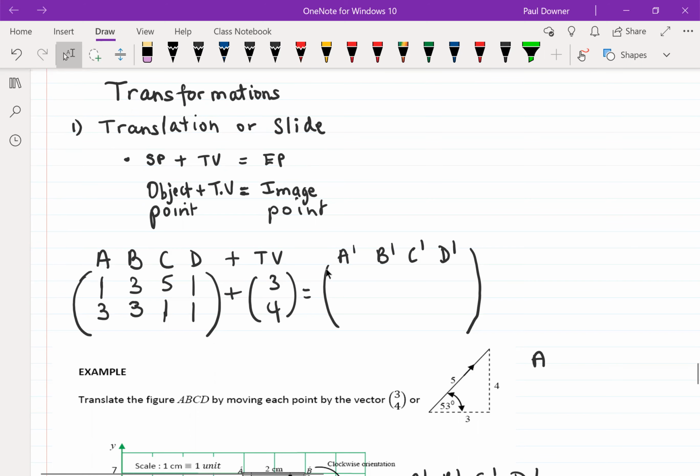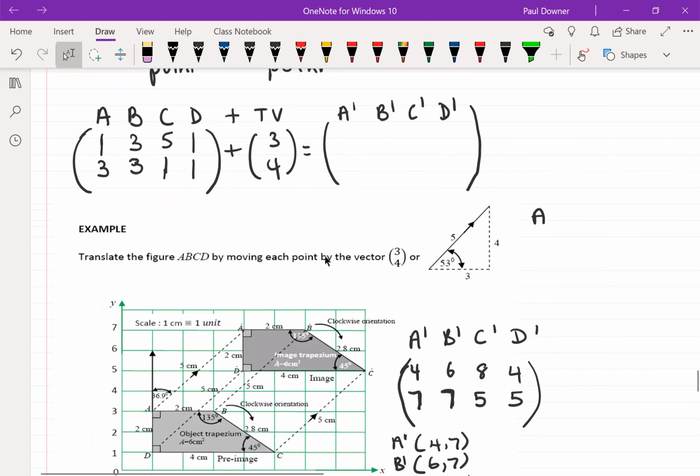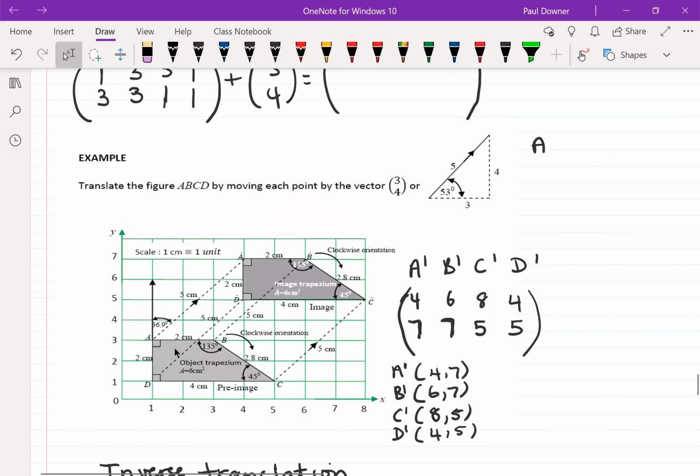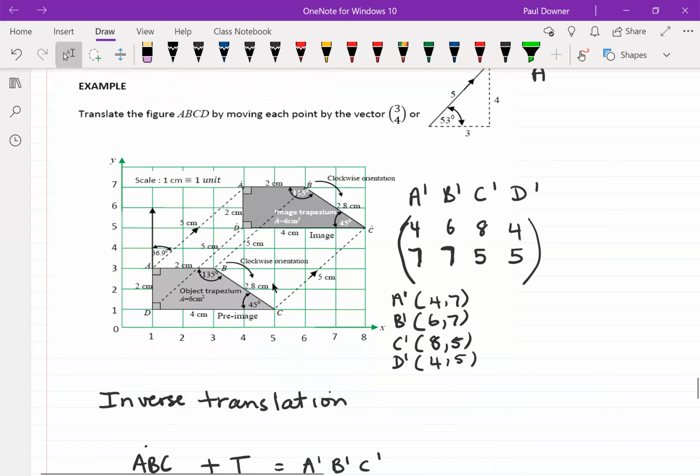Good? So let's say we had to translate the figure ABCD by moving each point by the vector (3, 4). That means we're going to slide each one of these A, B, C, and D according to this vector (3, 4), which when you translate it to this representation for a vector, means move each one 5 units at an angle of 53 degrees to the horizontal. That is the same thing as moving 3 units in the x followed by 4 units in the y.